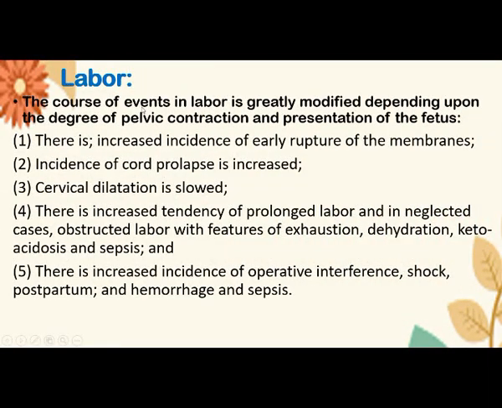In labor, the course of events is greatly modified depending upon the degree of pelvic contraction and the presentation of the fetus. There is an increased incidence of early rupture of membranes. If early rupture occurs and the head is not engaged, what will happen? There is a space between the head and the pelvis, so the incidence of cord prolapse is increased, and cervical dilatation is also slowed.